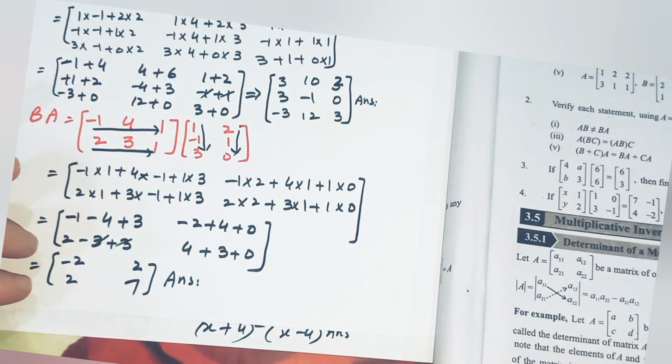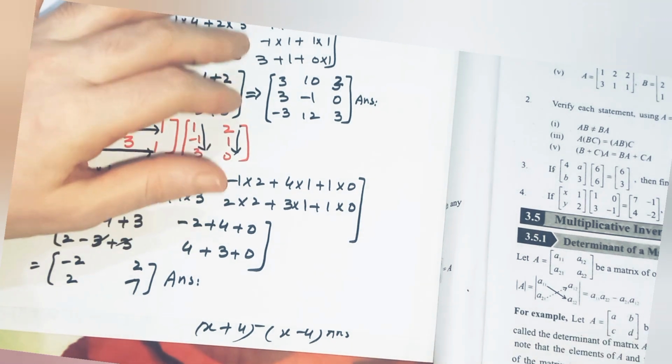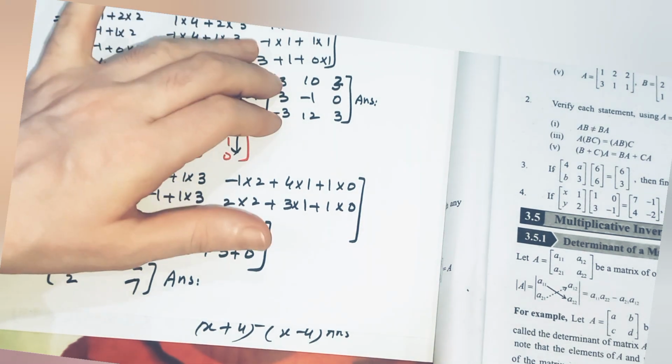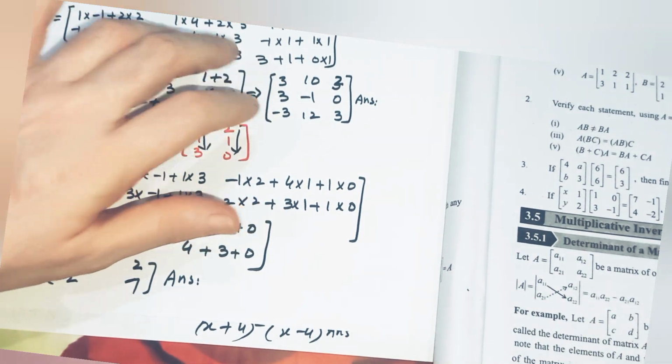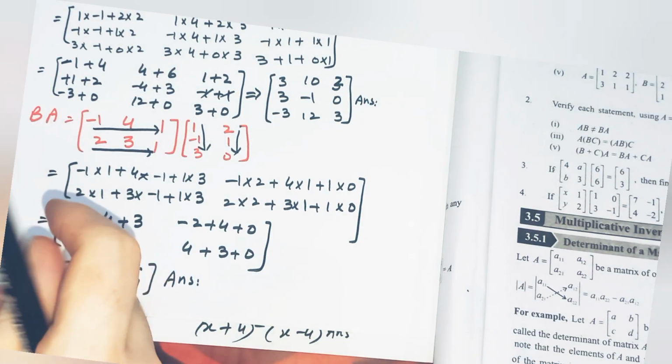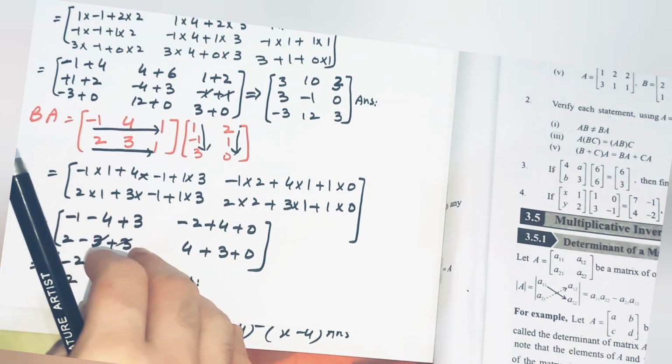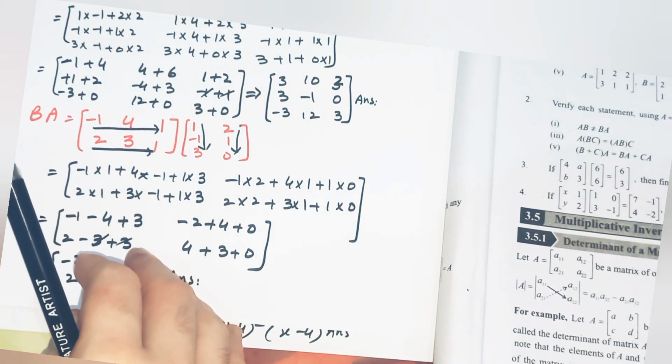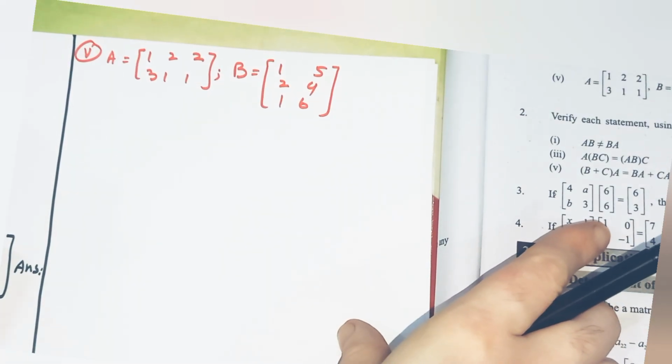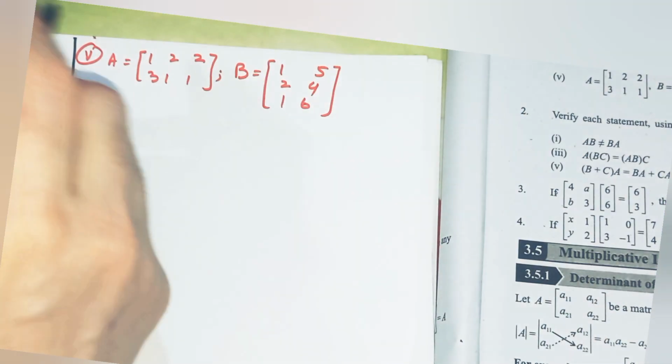Here 2 rows, the answer is in 2 rows. Here 3 rows in the question and the answer in 3 rows. All right, dear students, now the last part of this question. Okay, dear students, this is the last part of this question.